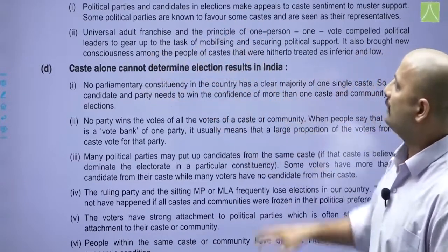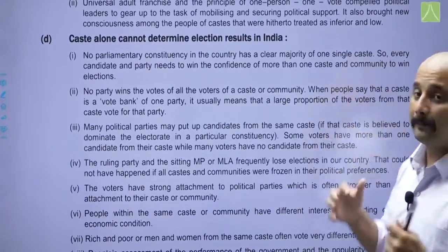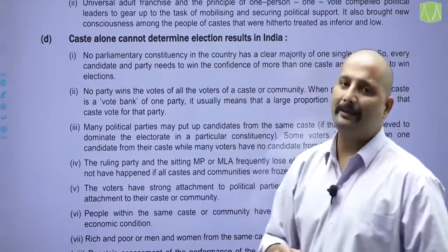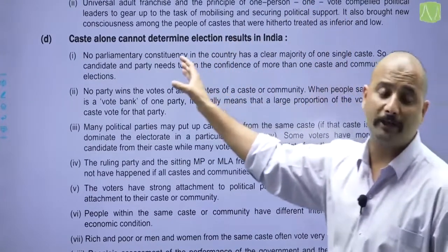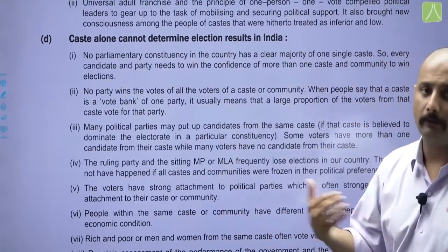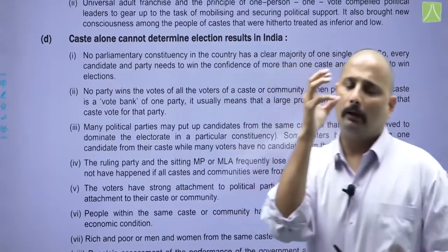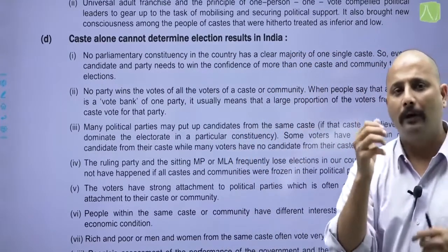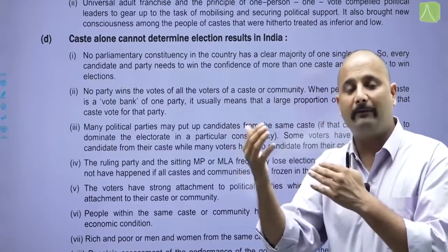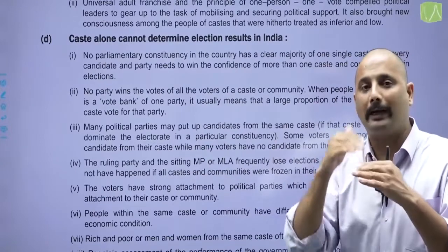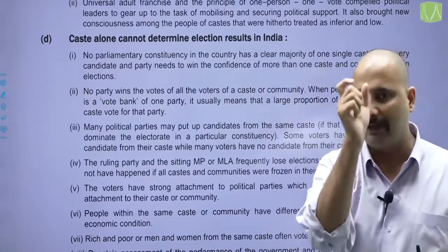Universal adult franchise and the principle of one person, one vote compel political parties and leaders to gear up to the task of mobilizing and asking for political support. It also brought new consciousness among the people of various castes that were hitherto treated as inferior or low. Earlier, when they were treated as inferior and did not have any say, now because of the system of one person, one vote, they also have a vote.